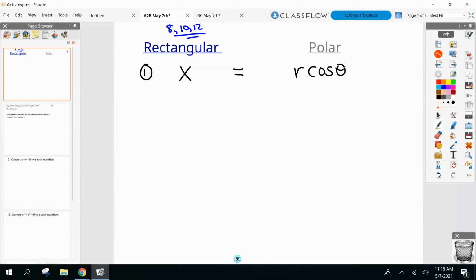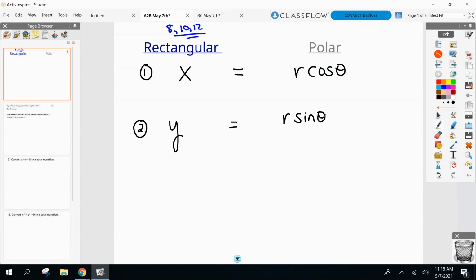Perfect. All right, so in rectangular, we have an x, and then in polar, we have its version, r cosine theta. And then we also had one for y. What was y equal to? R, not cosine, but sine theta. I'm reviewing these with you because today, every time you see an x, you're going to plug in r cosine theta. Every time you see a y, you're going to plug in r sine theta. We're going to substitute them in today.